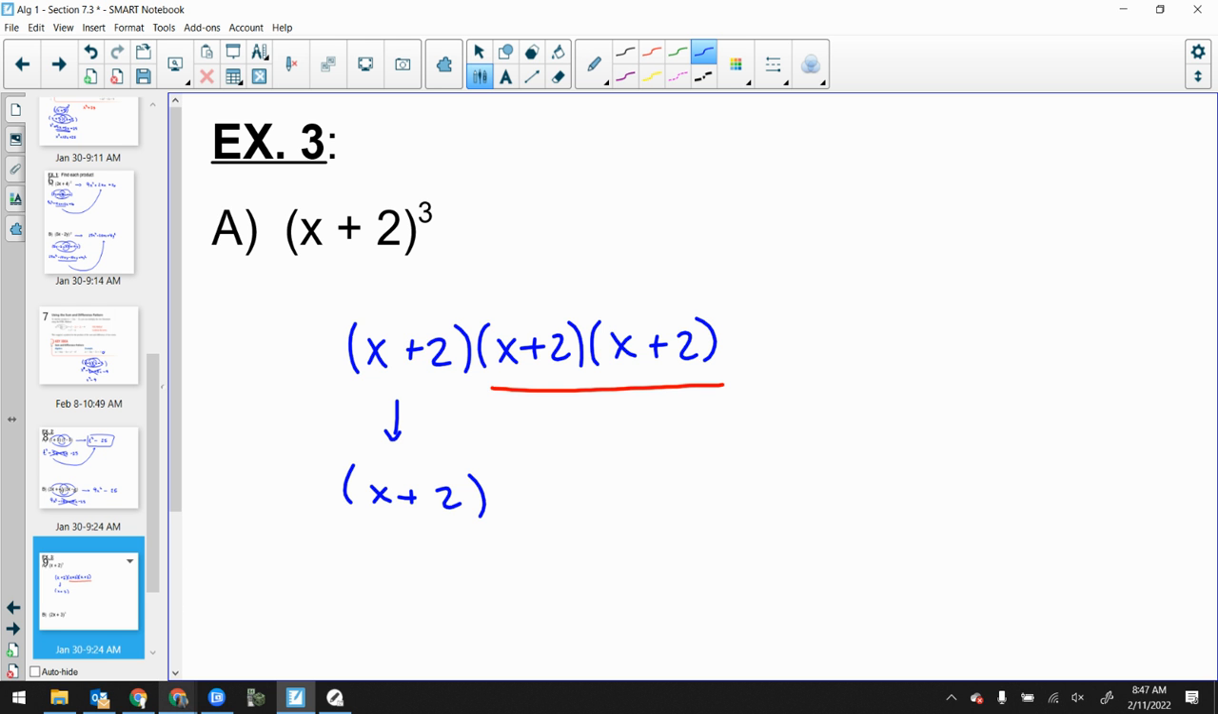All right, first, outer, inner, last. x squared, 2x, 2x, 4. All in total, x squared plus 4x plus 4. Hopefully you're getting quick with FOILing now. Hopefully it's really coming easy to you now. Should be.